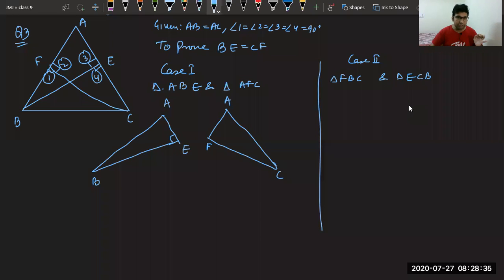AFC, and this angle is 90 degrees. This is angle number 3. This is angle number 2. I hope all of you are getting this.